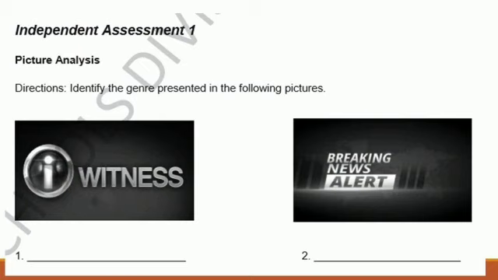For picture analysis, just write whether it is documentary, newsflash, weather report, movie trailer, or internet-based program. By looking at the pictures here, you can easily identify the genre presented in the following pictures. For number 1, we have this picture, Eyewitness. For number 2, Breaking News Alert. Just write the word or the genre.